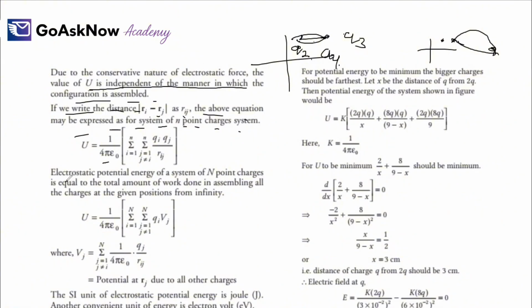Okay. Electrostatic potential energy of a system of n-point charges is equal to the total amount of work done in assembling all the charges at the given positions from infinity. That is also very obvious, as we have already calculated: if we bring the charges from infinity to specific points, then the total potential energy of the system of n-point charges is equal to the total amount of work done in assembling all the charges at the given positions. So all the points on this page, I think you are clear.